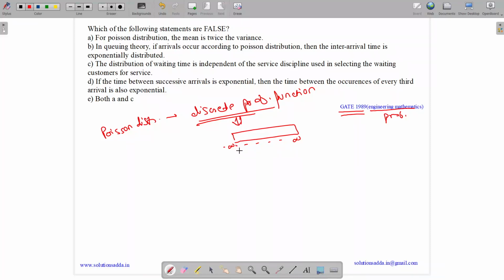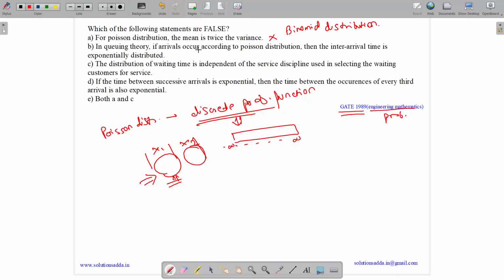A probability distribution function is used to measure how many times an event is likely to occur within an x period of time. Like we have x1 period, x2 period. So how likely an event is going to occur within this x period of time is measured by the probability distribution function. So for option A, for Poisson distribution, the mean is twice the variance. This is false. This is true for another type of distribution which is called binomial distribution. So for a binomial distribution, we can say mean equals twice variance. So this is false.